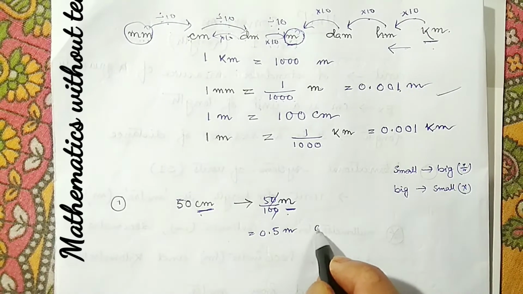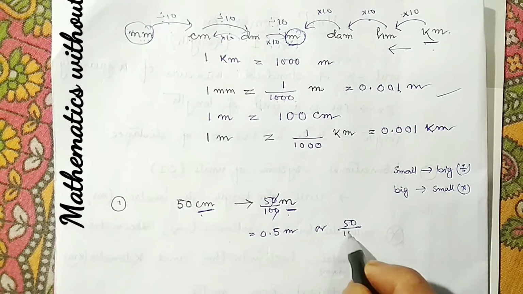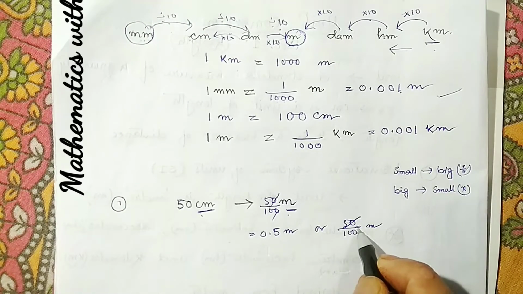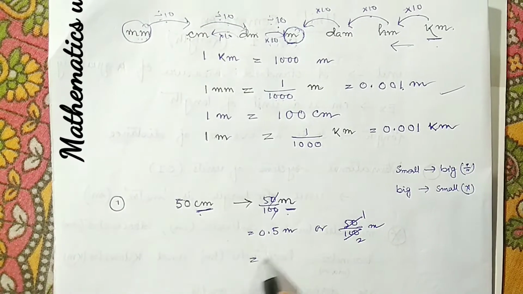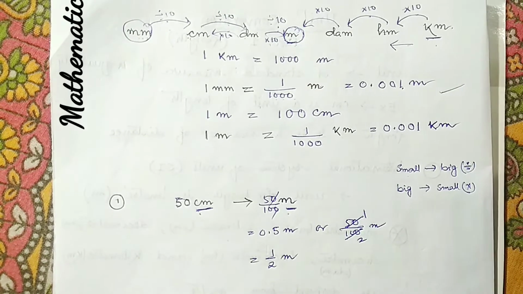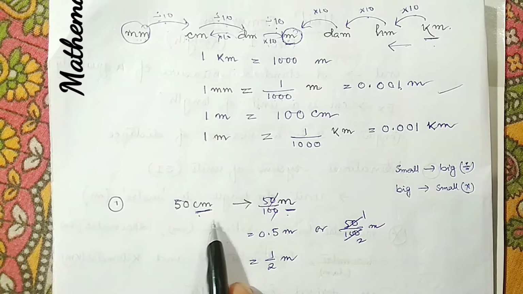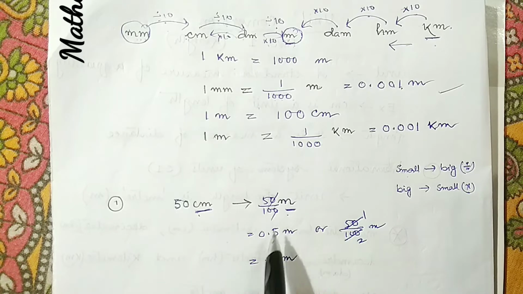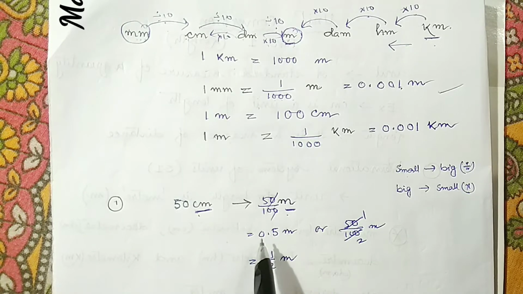Or I can write 50 by 100 meter, which is equal to half meter. Both are correct. So 50 centimeter equals 50 by 100 meter. That means half meter, or I can write 0.5 meter.